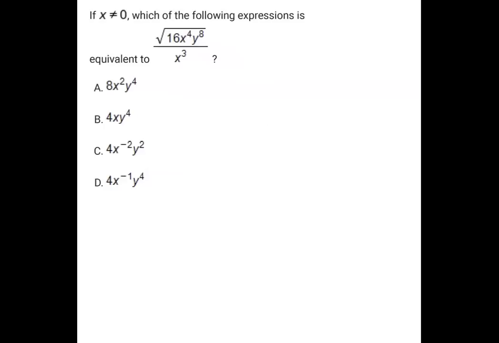Here we can start simplifying this by separating our radicals a little bit. So instead of one big radical in the numerator, we can say we have the square root of 16, the square root of x to the 4th, and the square root of y to the 8th.